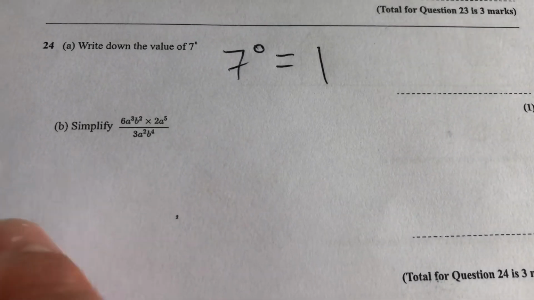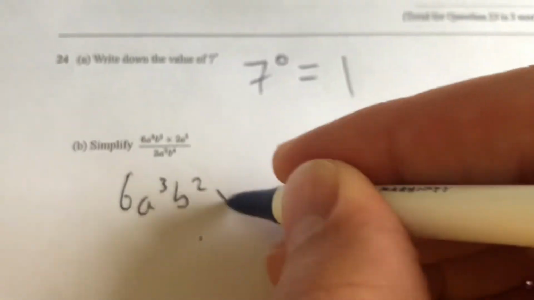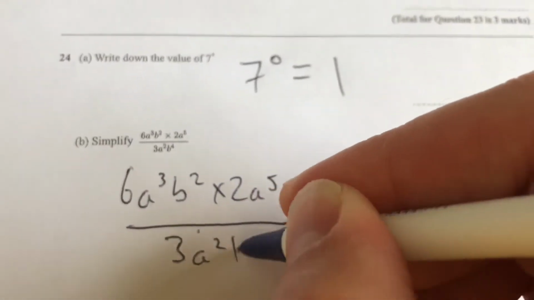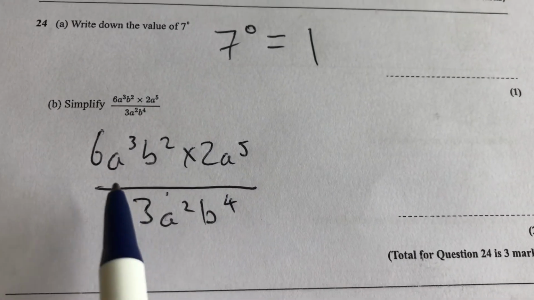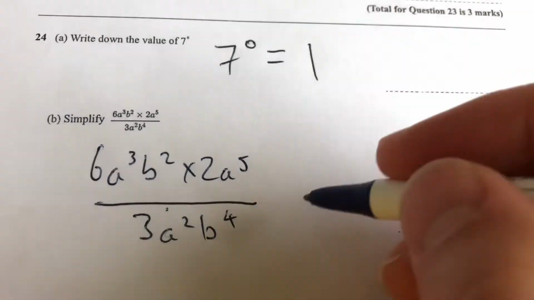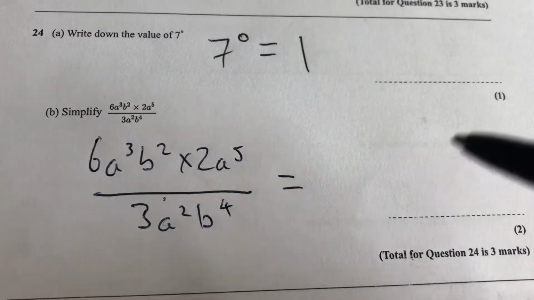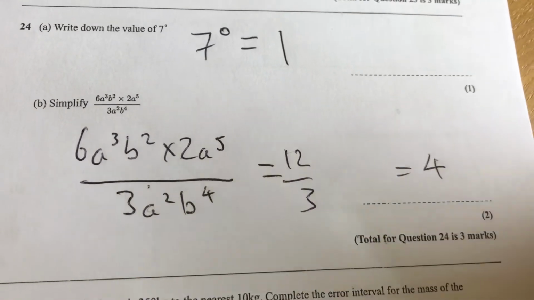Here's a 2-mark question. 6a cubed b squared times 2a to the 5, over 3a squared b to the 4. It might look like a lot, but if you treat each algebra and each number separately, it should make sense. Do the numbers first. 6 times 2 is 12. 12 over 3, well, do it in 2 steps, it's going to be 4.